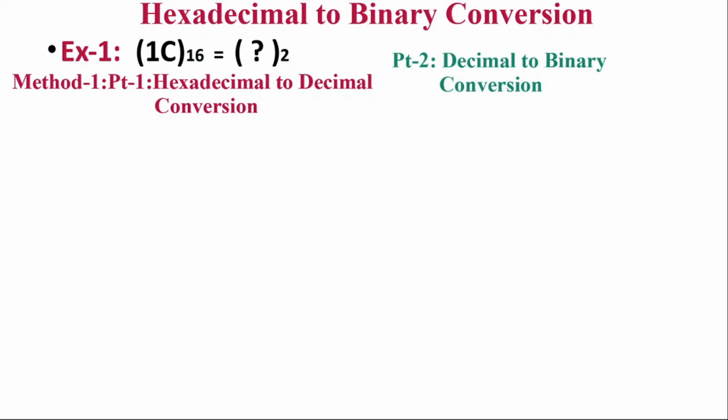hexadecimal number is to be converted into decimal number first, and then the part 2, decimal number is to be converted into binary number. For hexadecimal number to decimal number conversion, we will follow the standard procedure as we have already discussed in our lecture 10. The step 1, we have to write the hexadecimal number. The step 2, we have to write the weight values in powers of 16.